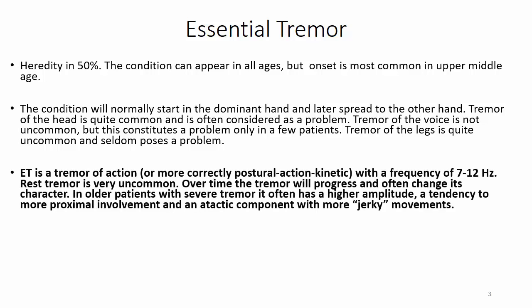Essential tremor is a tremor of action, or more correctly, postural action kinetic, with a frequency of 7 to 12 Hz. Rest tremor is very uncommon. Over time, the tremor will progress and often change its character. In older patients with severe tremor, it often has a higher amplitude, a tendency to more proximal involvement, and an atactic component with more jerky movements.